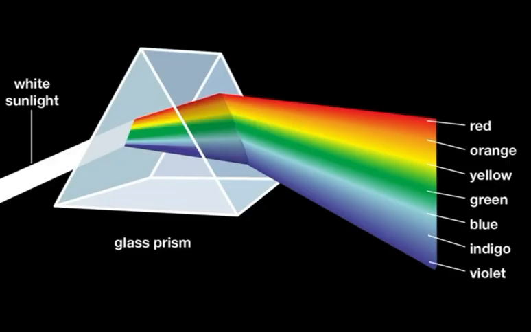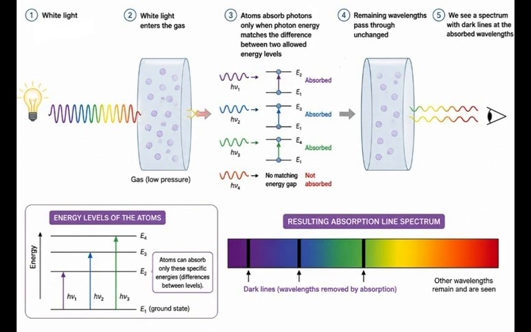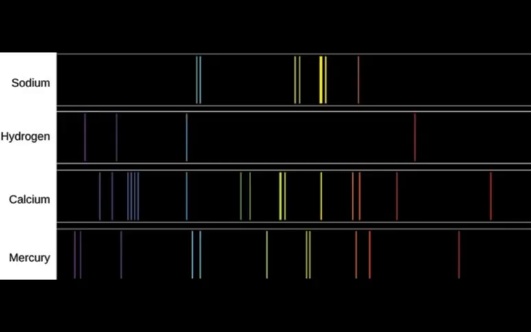The same idea also explains absorption spectra. When white light passes through a gas, atoms absorb only those photons whose energies exactly match the difference between the two allowed energy levels. The remaining wavelengths pass through unchanged, leaving behind dark lines in the spectrum. Every atom has its own unique arrangement of energy levels, and as a result, emits and absorbs a unique set of wavelengths, giving it its own characteristic spectrum. By studying the spectral lines produced by an element, scientists can identify it with remarkable accuracy.